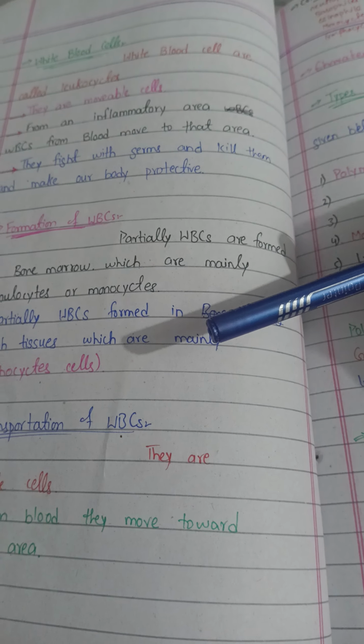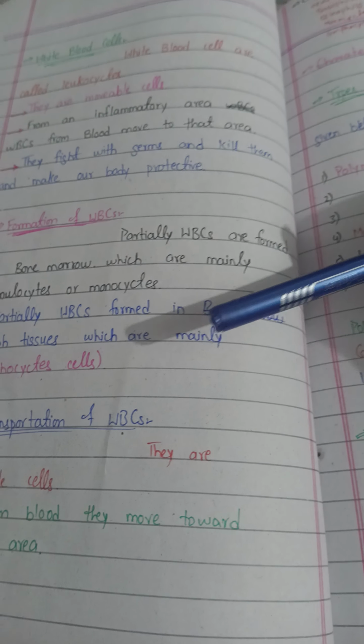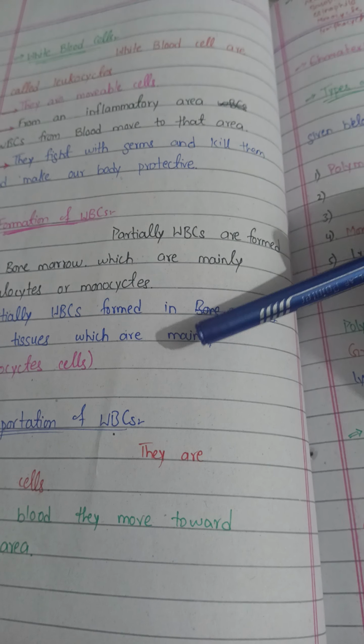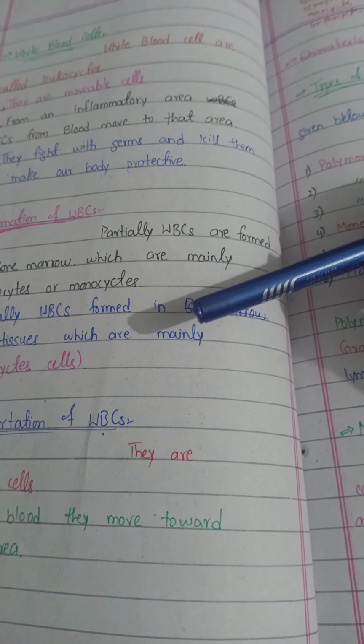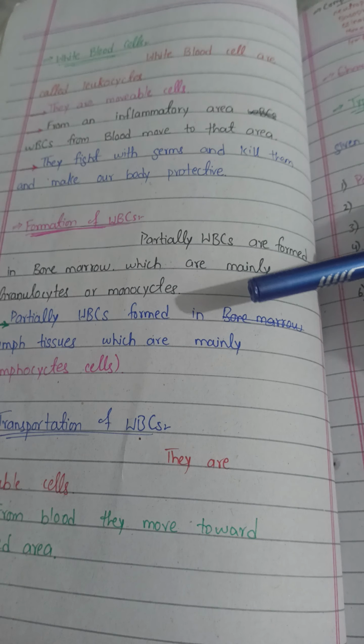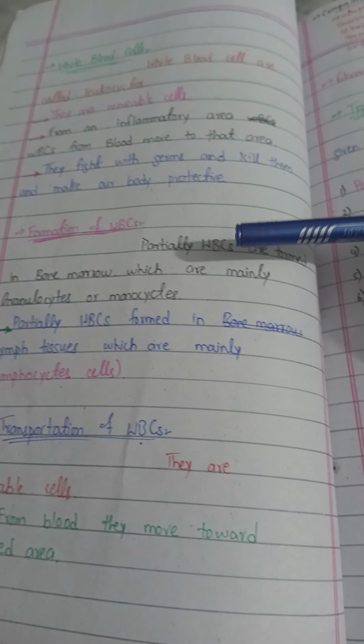These stem cells are responsible for the formation of all types of white blood cells, including neutrophils, basophils, eosinophils, lymphocytes, plasma cells, and megakaryocytes, and all types of red blood cells are also majorly formed in the bone marrow.